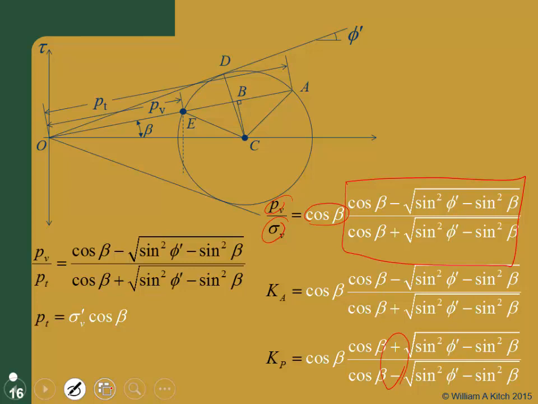And when beta is equal to 0 for a horizontal surface, this turns into 1 minus sine phi over 1 plus sine phi, and 1 plus sine phi over 1 minus sine phi, right? When beta is equal to 0, this goes to 1, this goes to 1, this goes to 1, this goes to 0, this goes to 0, and you just get 1 minus sine phi over 1 plus sine phi, which is good, because that's the case we got for the horizontal surface, right?